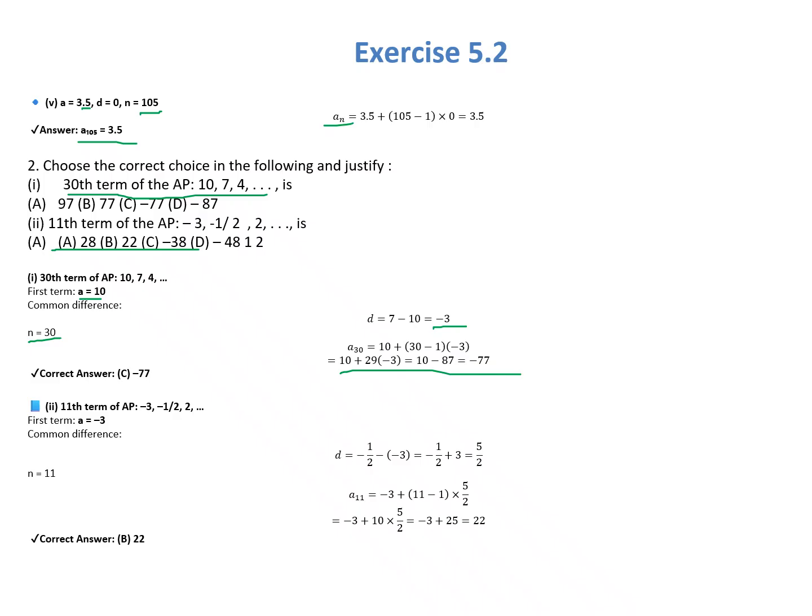Okay, so a is equal to minus 3 minus 1 by 2. When we solve it, we get a is equal to minus 3. We have to find d, which is equal to 5 by 2. And when we have to find the 11th term, we solve it by the formula a plus n minus 1 d. When we solve it, we get the correct answer as b, which is 22. This is how we have to solve this question.